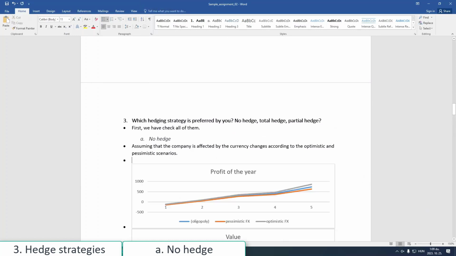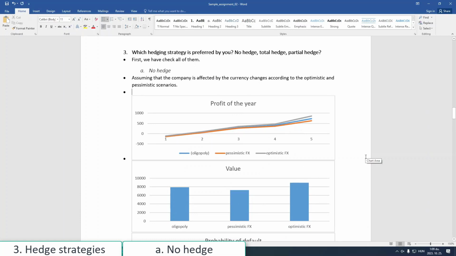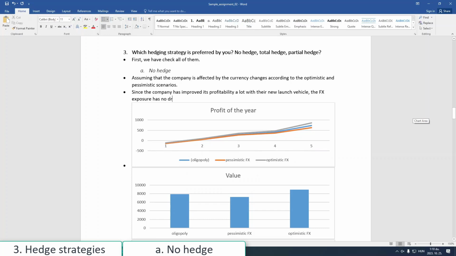Now we have to write this down nicely. So assuming since the company has improved its profitability a lot with their new launch vehicle, nice simple, with their new launch vehicle, the fixed exposure has neither of their financial characteristics. Okay, yeah, good enough.